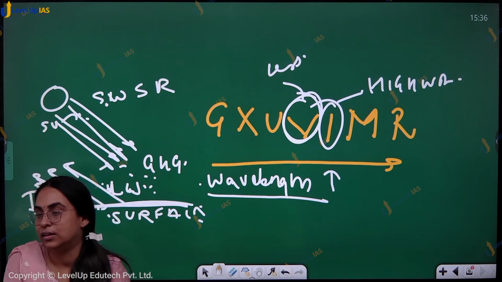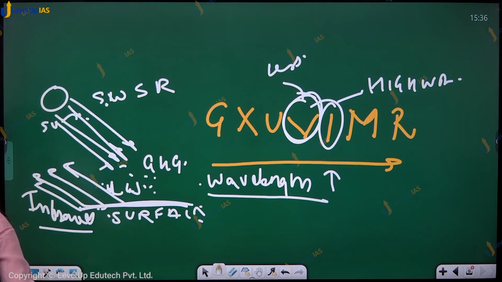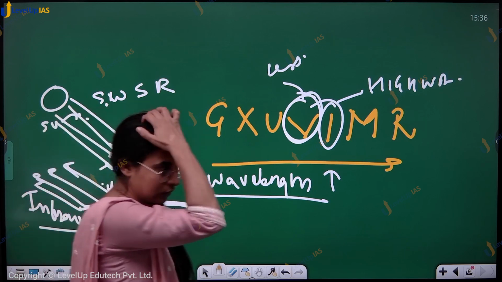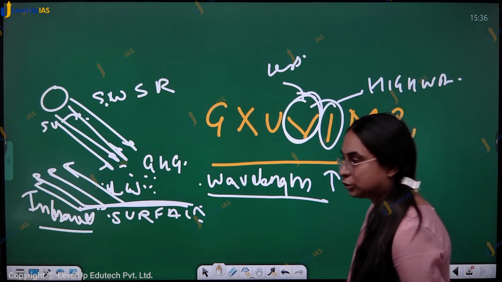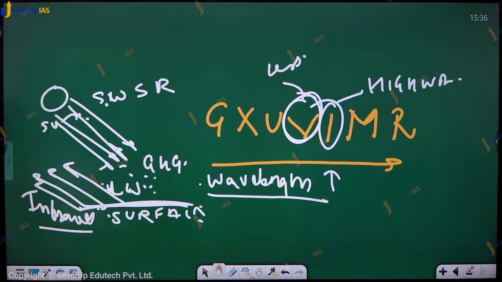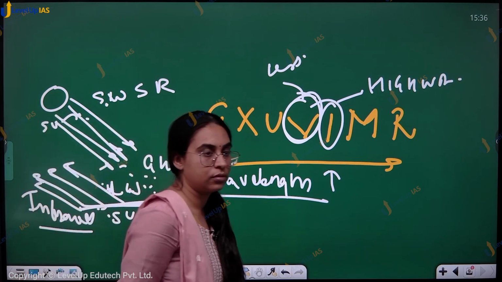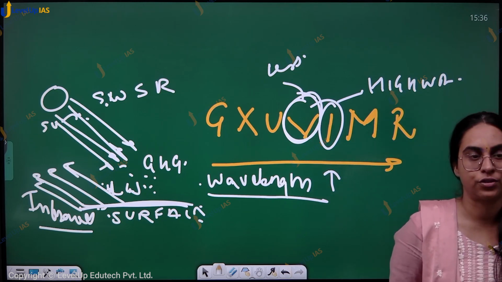UV and visible both come from the sun. Now write how the lower atmosphere gets heated, through which processes. The lower atmosphere gets heated through the process of conduction, convection and advection.